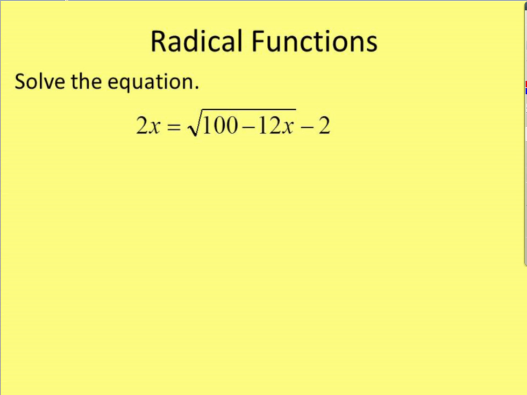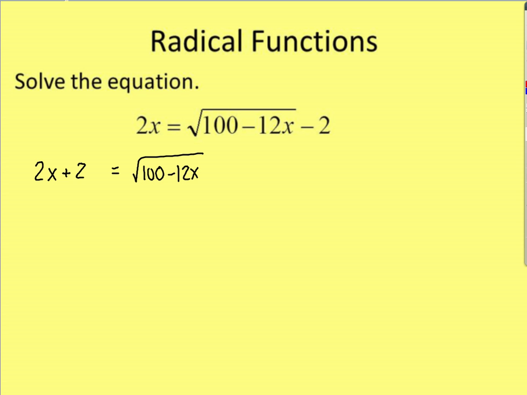So we need to solve the equation. When you're solving a radical, you want to get everything that is not inside the radical on one side and just have the radical on the other side. So we are going to take that 2 to the other side. Right now it's negative, so we're going to add it to the other side. So that will give us 2x plus 2 is equal to the square root of 100 minus 12x.